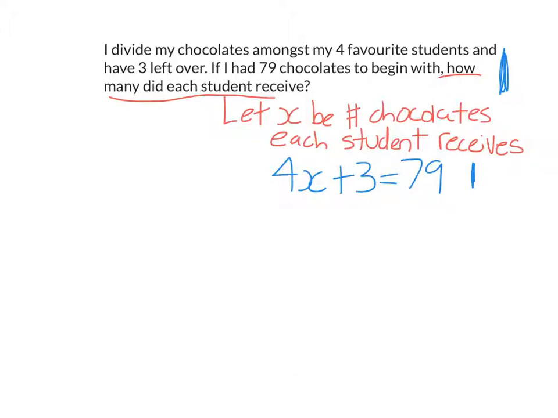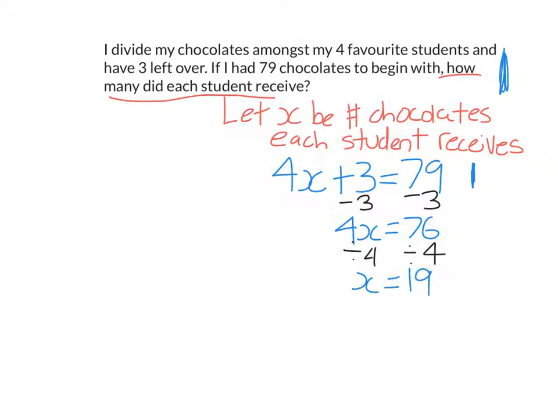Step 3 is just solve it. You know what to do. Undo adding 3 by subtracting 3 from both sides. And then we undo timesing by 4 by dividing each side by 4, and I get x equals 19.